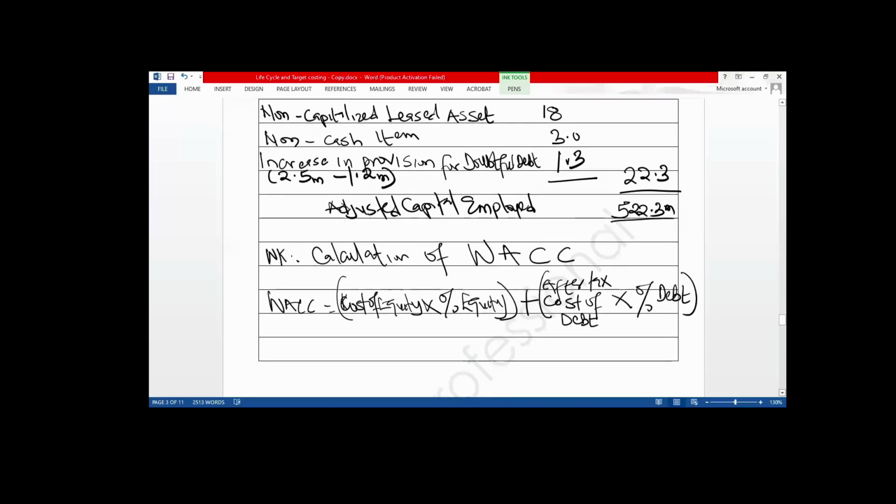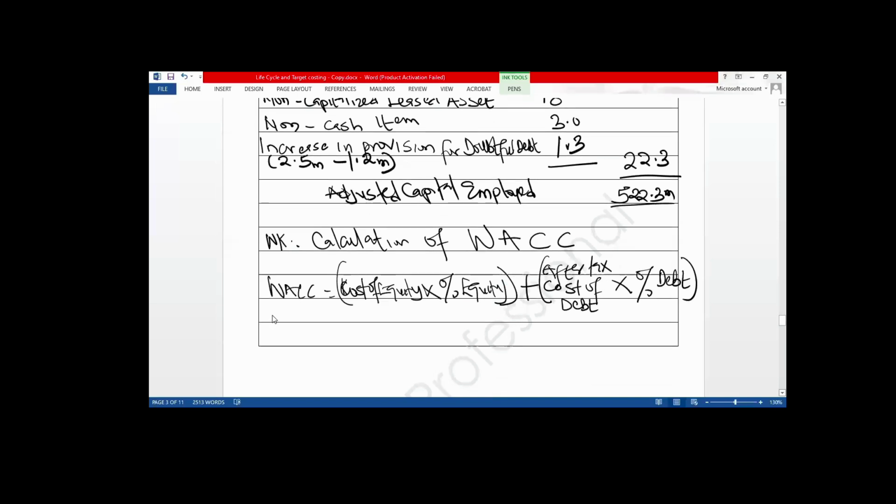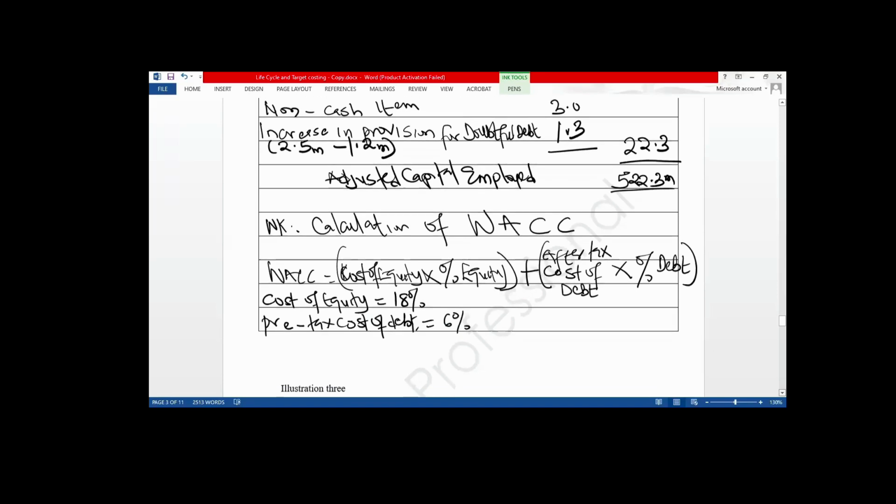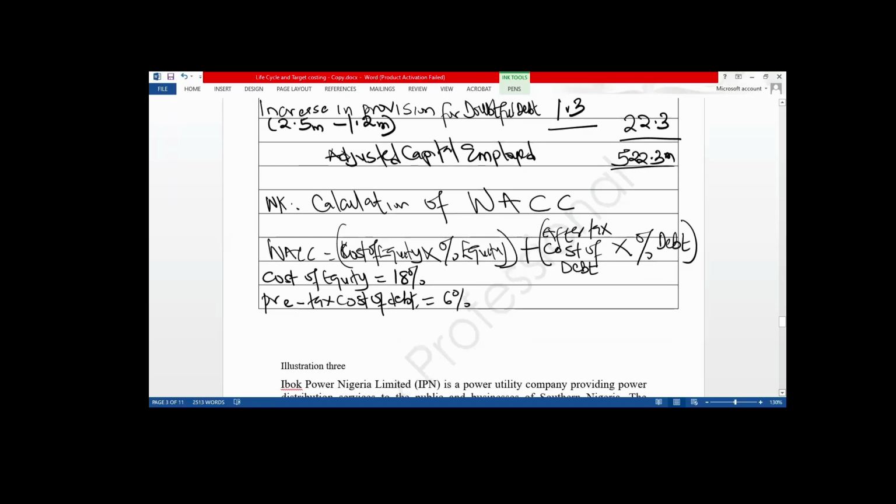So let's go to the question. What is the cost of equity? 18%. Yes. What is the pre-tax cost of debt? They say 6%. That means you need to calculate after tax. You are given pre-tax, so you need to compute after tax.